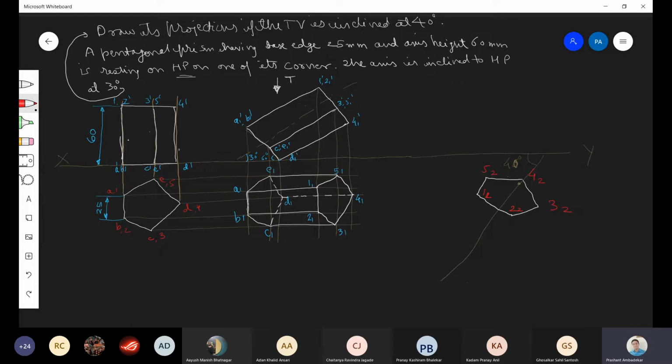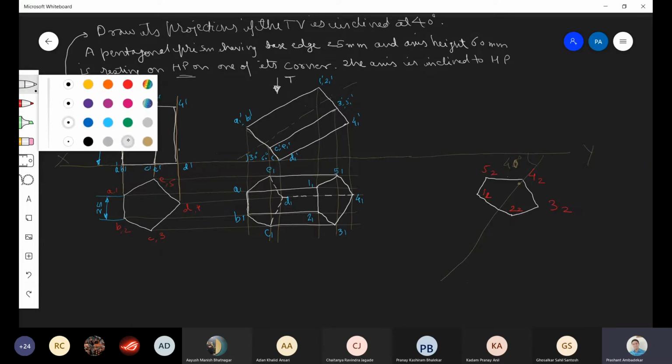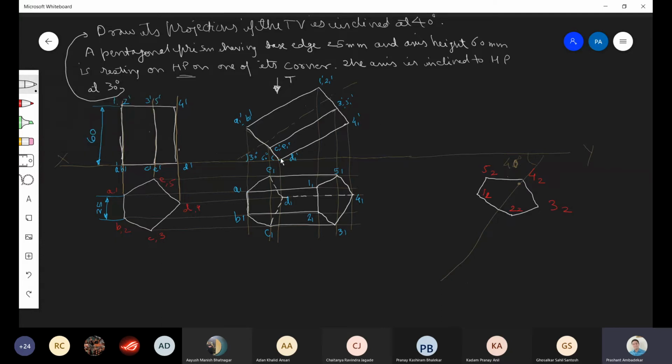Okay. Now what is the length of this line, or what is the length of the prism? It is 60 mm. Correct? 60 mm. So this length is not changed. So from every line you can draw a length of 60 mm.